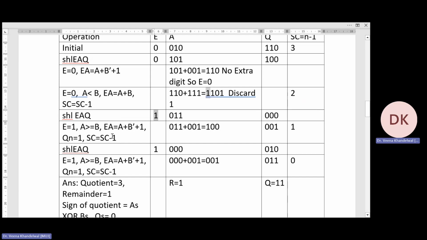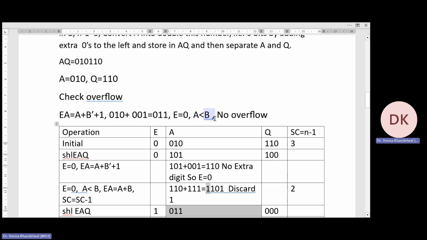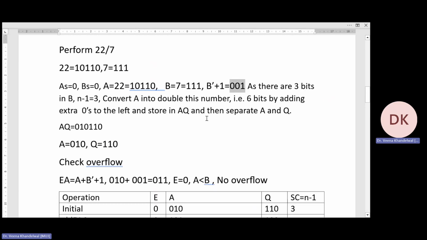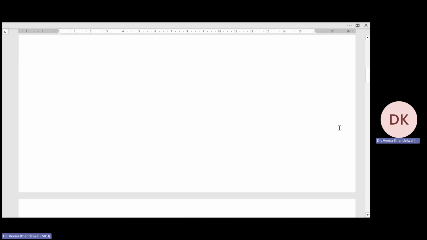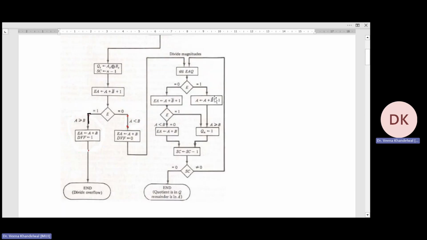And in the right path, whether E is equal to 0 or 1 after shift left, we definitely have to add A plus B complement plus 1. So this is our A, and this is our B complement plus 1. We add these two numbers, and the output is 100, 100. And then after adding, we initialize Qn is equal to 1 and SC is equal to SC decremented, the value of SC. So we have performed this task.